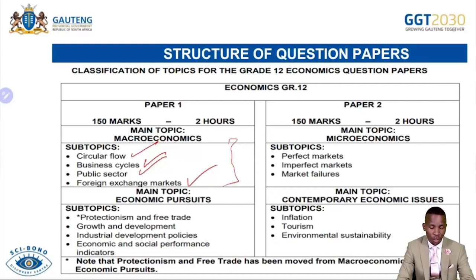And then economic pursuit questions. They include protectionism and free trade, growth and development, industrial development policies, as well as economic and social indicators. These topics are also a part of your examination. They will be a part of section A, which is question 1. In section B, the entire question 3 will have economic pursuit questions, and then a part of question 4, where we mix both the macro and pursuits. Also, question 6 in section C is a part of economic pursuits.